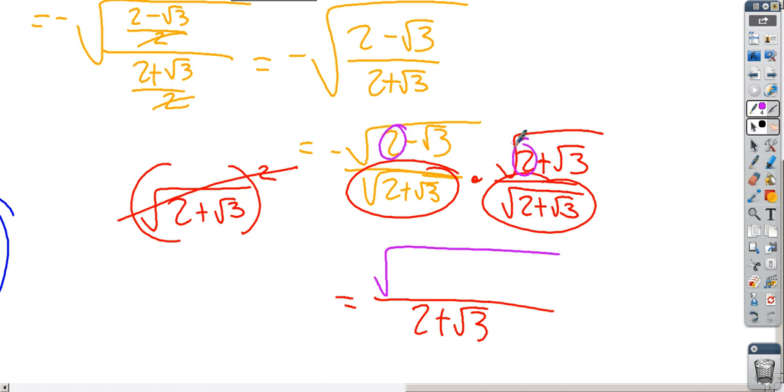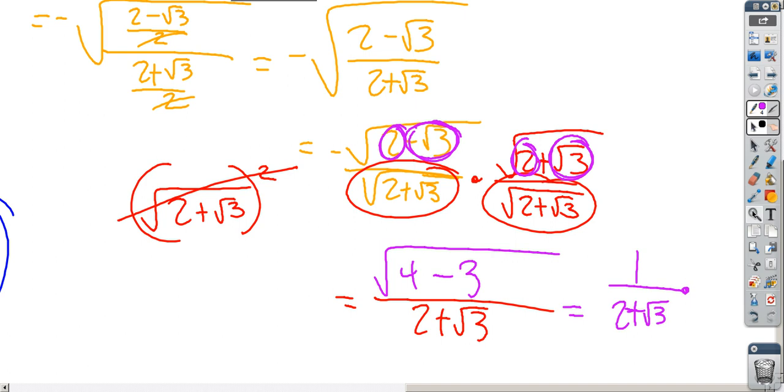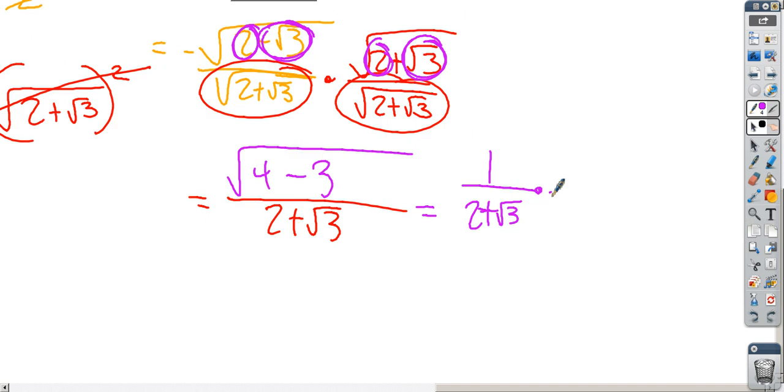2 times 2 would be 4. 2 times positive radical 3, and then 2 times negative radical 3. Those will cancel each other out. Those are like a difference of squares. And then finally, negative radical 3 times positive radical 3 would just be negative 3. So 4 minus 3 is just 1. Square root of 1 is 1 over this. And now there's one more rationalizing that we'll need to do there. So we will rationalize 2 plus root 3 with its conjugate, 2 minus root 3. Oops. And same thing right here.